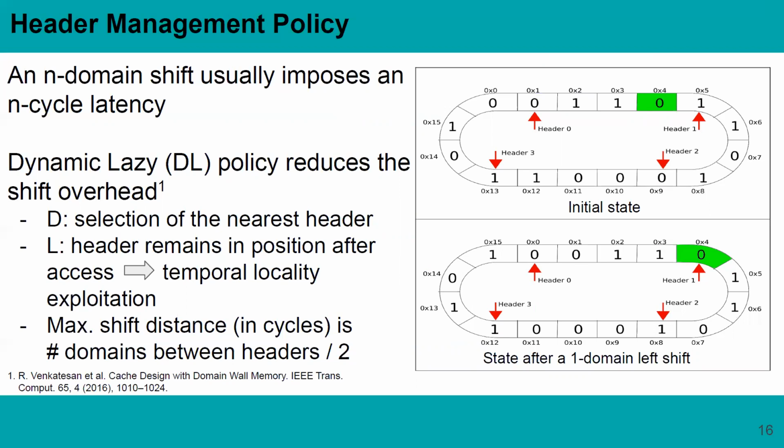In this example, the nearest header to the target green domain is header 1. Therefore, a 1 domain left shift is performed, and header 1 remains above address 4 until the next access is performed. Notice too that with this policy, the maximum shift distance in cycles is the number of domains between consecutive headers divided by 2. In this example, the maximum shift distance is 2 cycles.